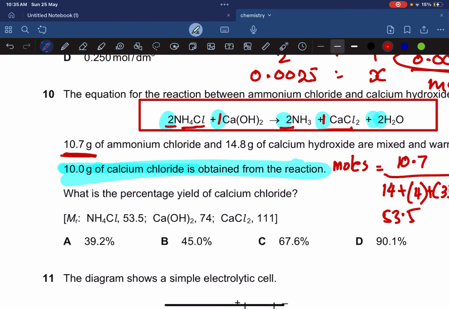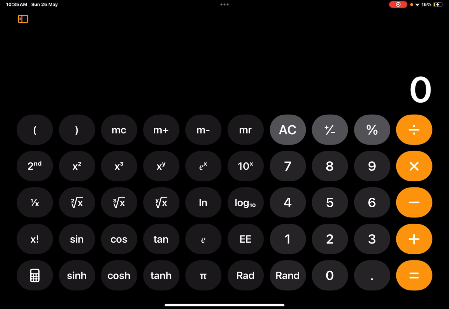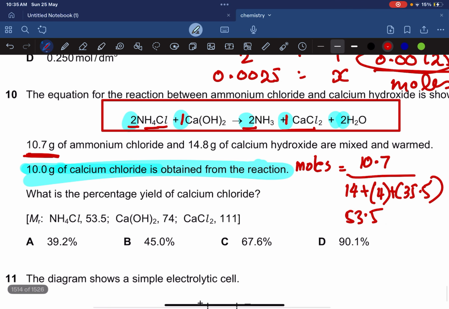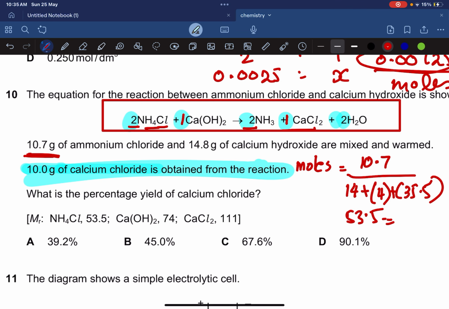53.5. So 10.7 divided by 53.5, I get 0.2 moles. ठीक है, so my moles are coming out to be 0.2. Okay, now I have the moles of my ammonium chloride. ठीक है, 0.2. अब फिर से what did I tell you guys?